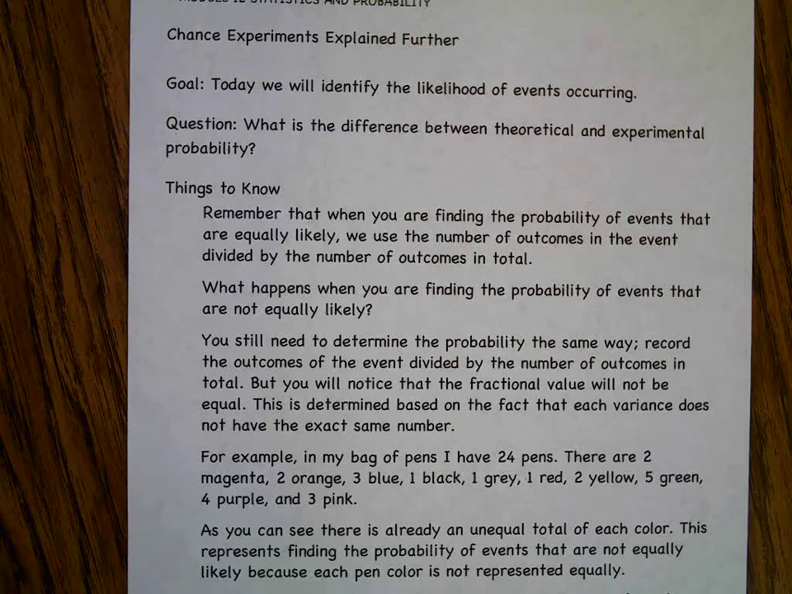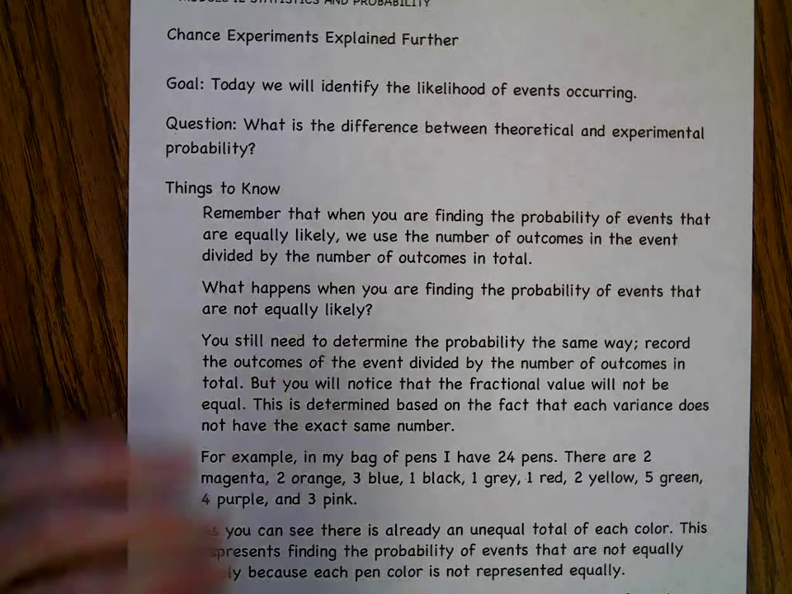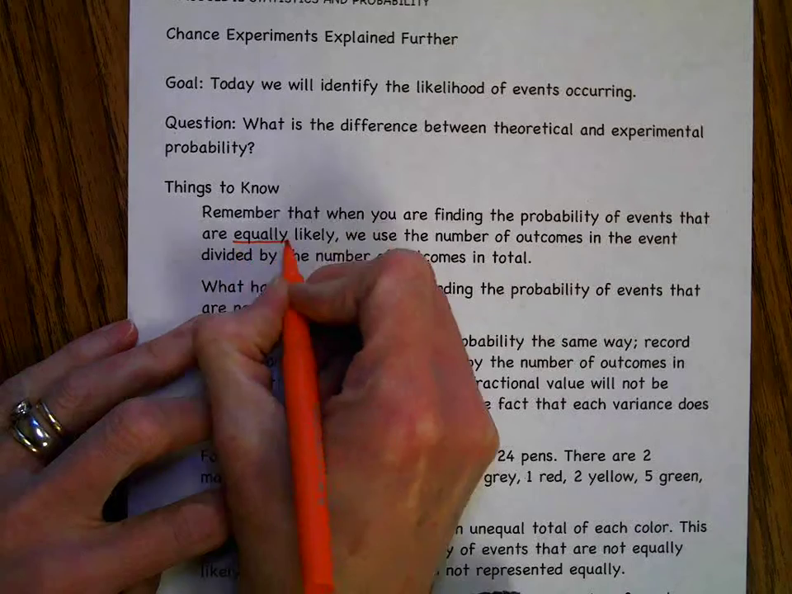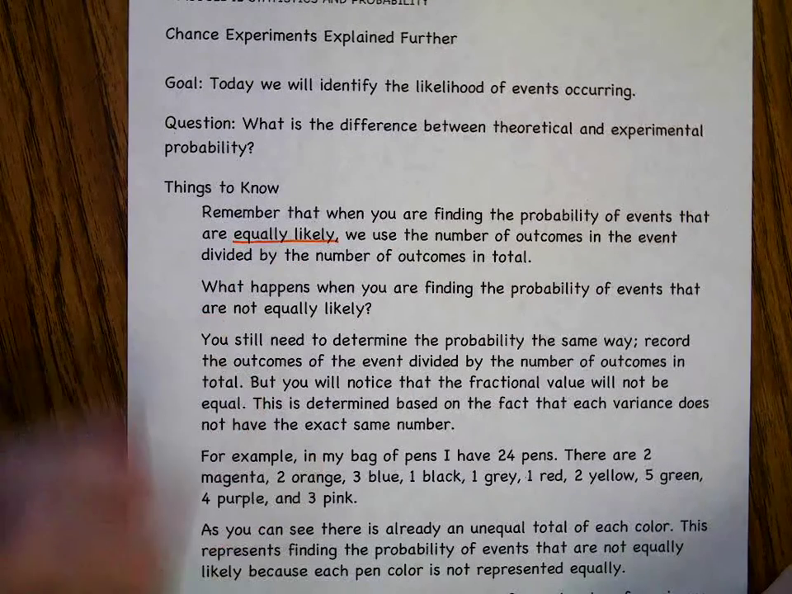So the thing to start out first is, remember that when you are finding the probability of events that are equally likely, we use the number of outcomes in the event divided by the number of outcomes in the total. So the key thing that I want you to remember on this one is when they are equally likely, okay?